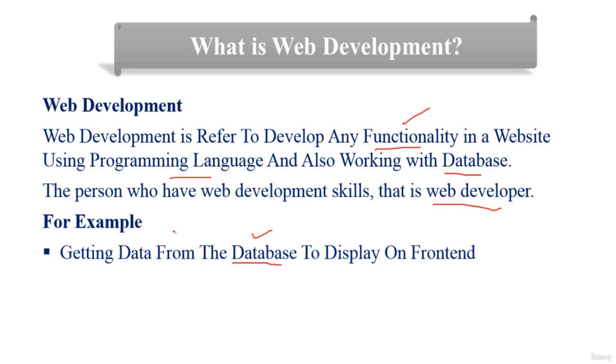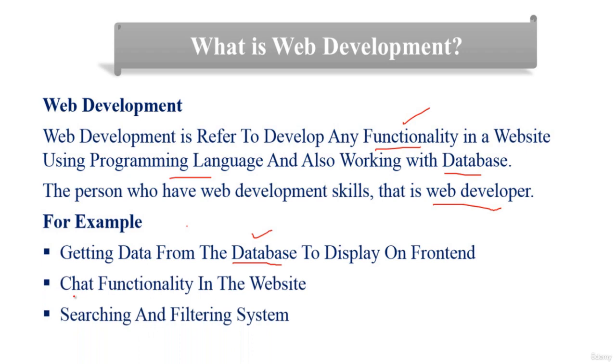So you can perform different operations. For example, in a database you can insert a student record, update a student record, delete a student record, and view a student record. You can perform different operations on a student record when you store it in a database table. Another is chat functionality in the website, searching and filtering systems, calculating systems, and more. These are different examples of functionality and development in a website.